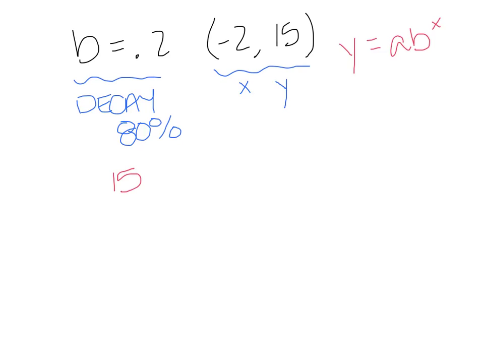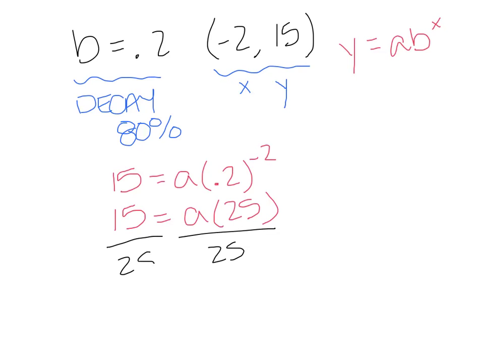We know y equals a b to the x. So we can use just basic evaluation to finish this up for a. 0.2 to the negative 2 is 25. Divide both sides by 25.